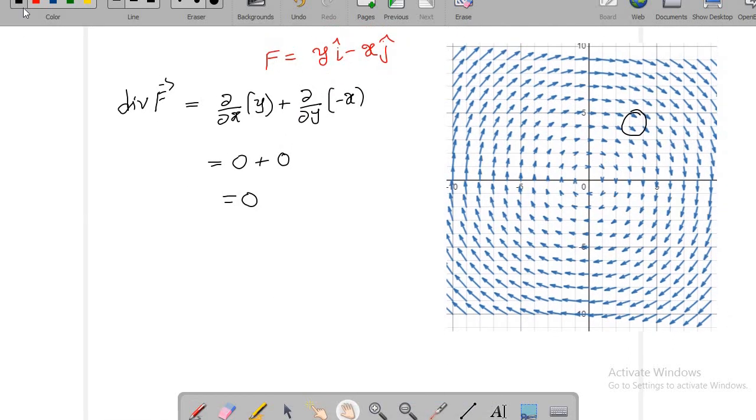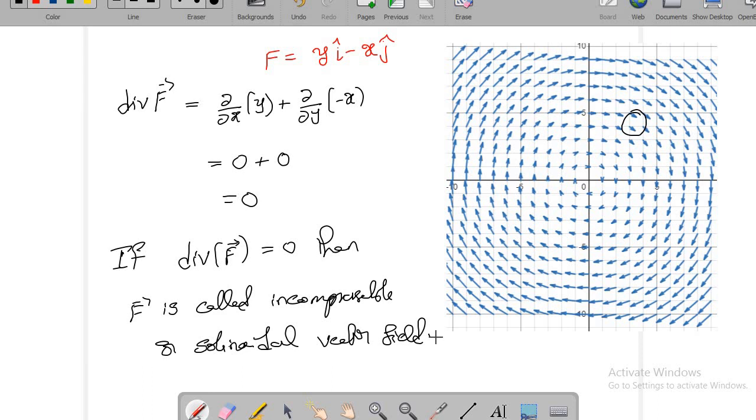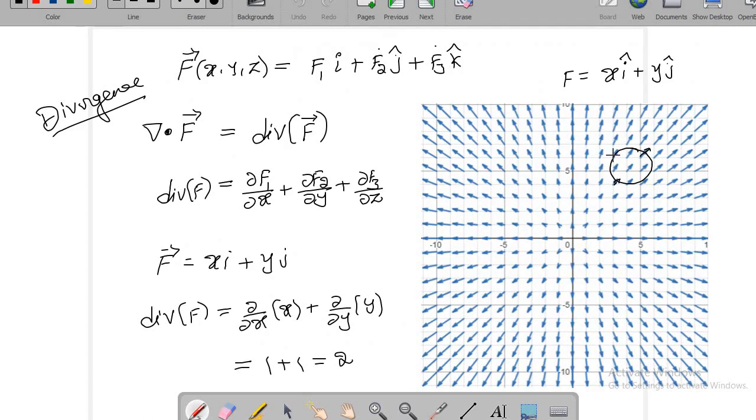And let me tell you, if the divergence of the vector field is 0, we call that an incompressible vector field. If divergence of f bar equal to 0, then f bar is called incompressible or solenoidal. You can understand why it is called incompressible. Why? Because you can see the divergence is 0. And I hope you can understand it from this: when there is no change in the magnitude of the vector's flow, then it cannot be compressible, right?